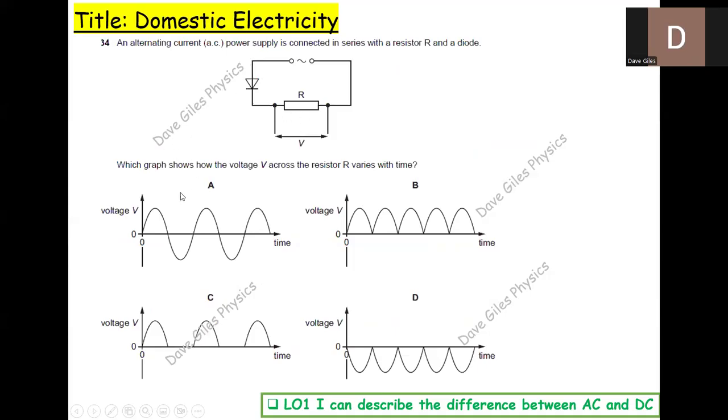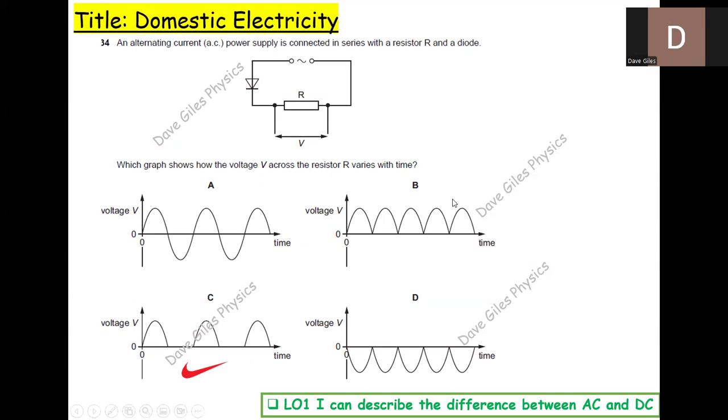And here you've got a diode, which graph shows how the voltage V across the resistor R varies with time. So it's going to be half positive, half zero. And it's going to be this one here. So that's the first learning objective, describe the difference between AC and DC, complete.